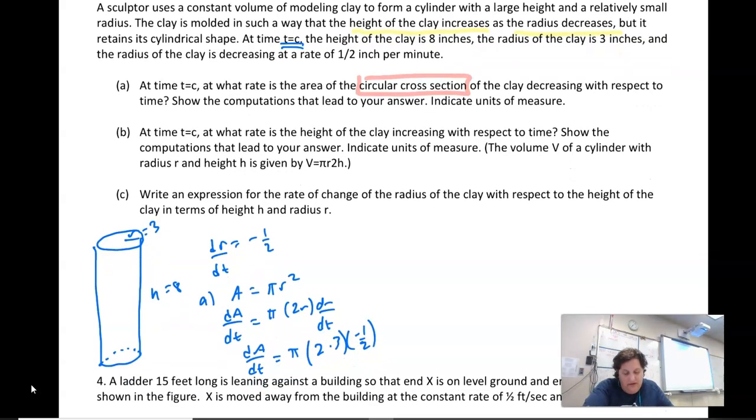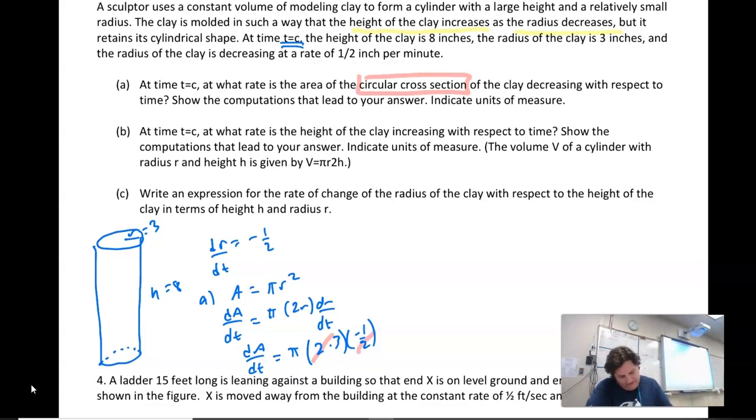Don't get stressed out if, especially on part A, something is particularly easy. Part A is supposed to be, I mean, I'm not saying any of this is easy, but you guys know what I mean. Don't overthink part A. It's supposed to be relatively straightforward. I'm going to go ahead and cancel out those 2's. So I have pi times 3 times -1.